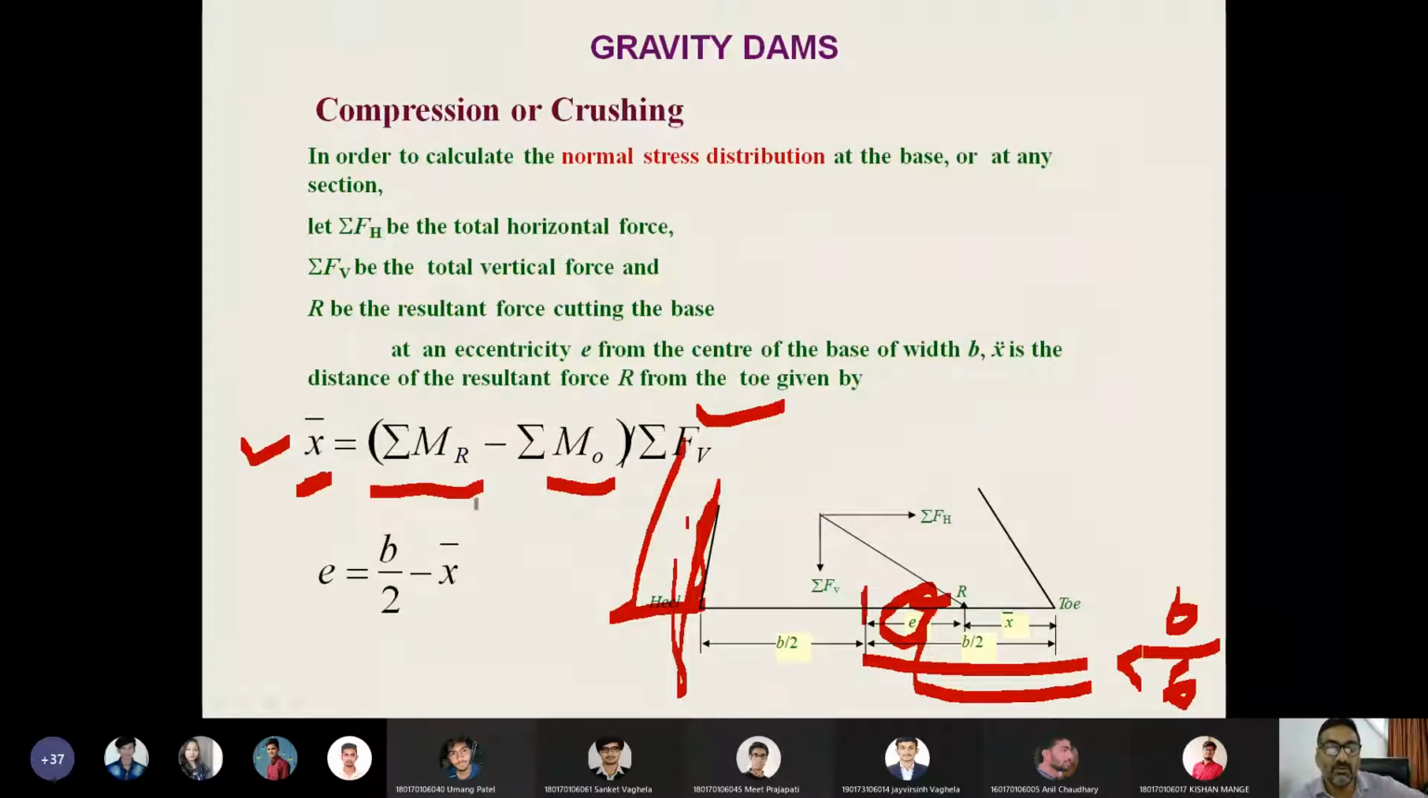So I think this formula is okay with you. The two moments are there: one is disturbing, which is MO, and the other is stabilizing, which is MR, resisting and overturning. We take the difference and then divide it by sigma FV, and that will give us the value of X bar, and E is B by 2 minus X bar. This is the definition of E: we reduce the X bar we have calculated from half of the base width of the dam. So we'll get the value of E.